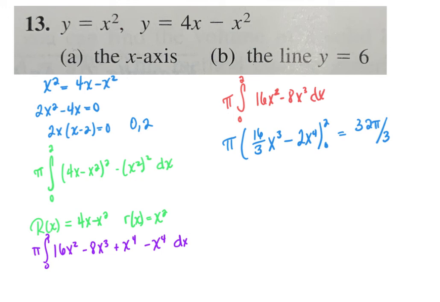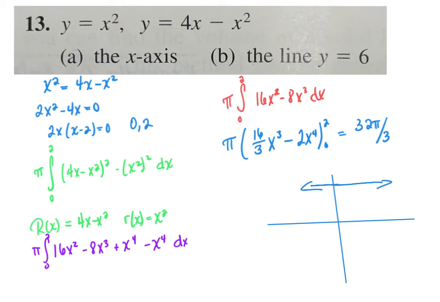Line y equals x is different. So for line y equals x, when you set up your R, your boundaries are going to be the same, 0 to 2, upper and lower boundaries. But when you set up your large R and your smaller r, you have to consider that you are now talking about y equals 6. Y equals 6 is way up here. This is going to be where we're revolving around.